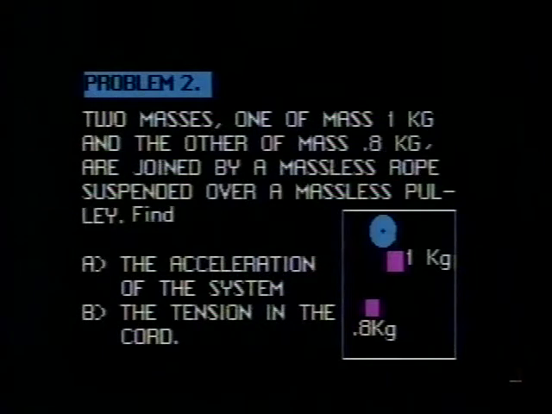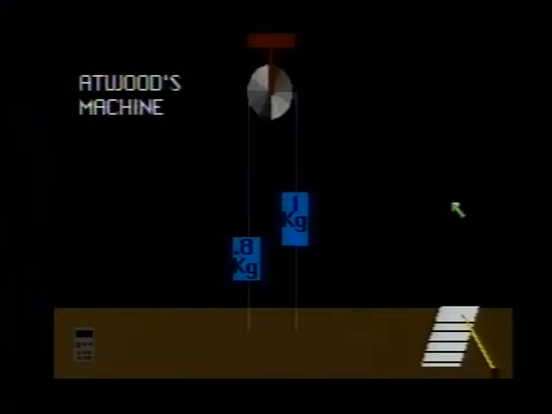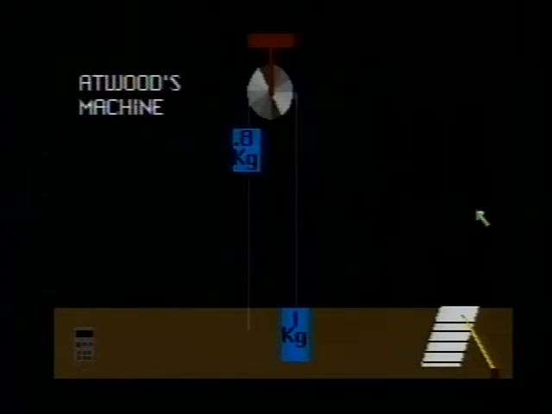Let's first look at the motion that's involved in this. Here is an Atwood machine, two masses tied together by a rope over a pulley. If we release the masses, the 1 kilogram mass accelerates downwards, the 0.8 kilogram mass accelerates upwards.